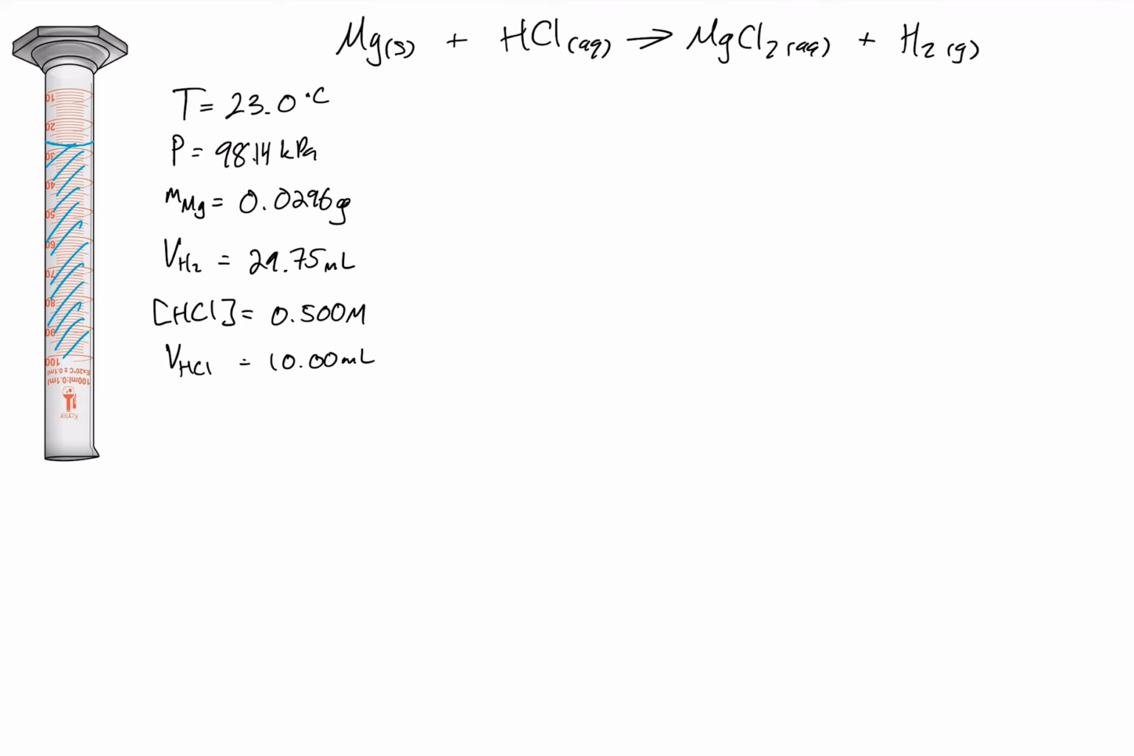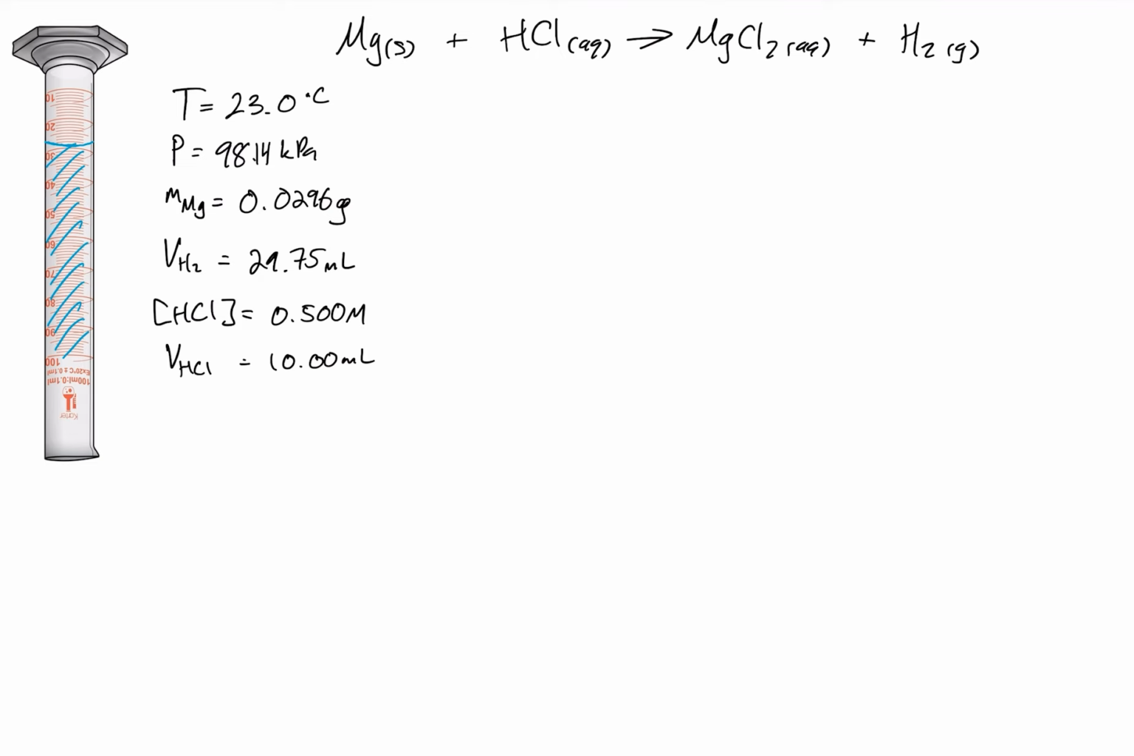What we're going to be doing is filling up this graduated cylinder with water, inverting it into a pneumatic trough, and then bubbling the hydrogen gas that's produced from this reaction in an Erlenmeyer flask into that graduated cylinder, and then measuring the gas to see what we've produced. What we want to try to do is determine the percent yield.